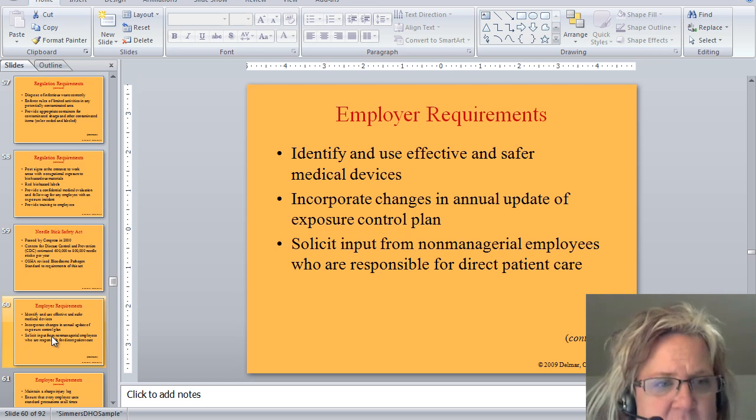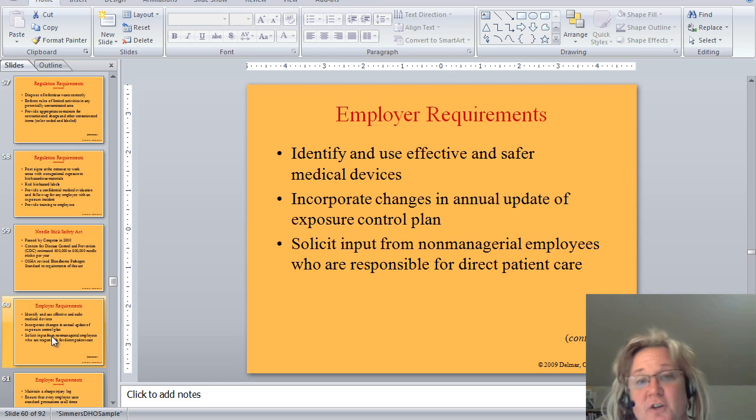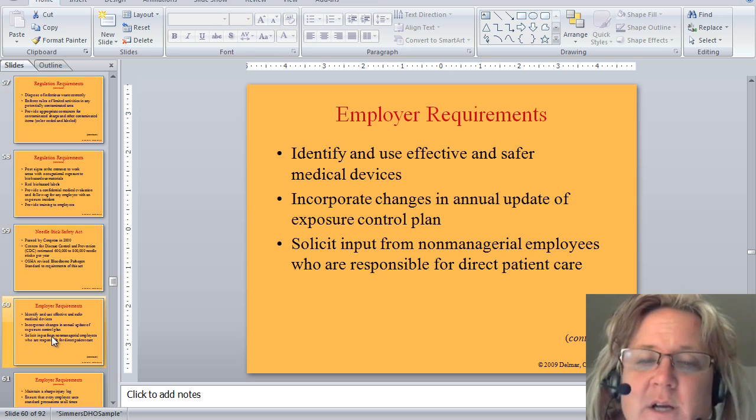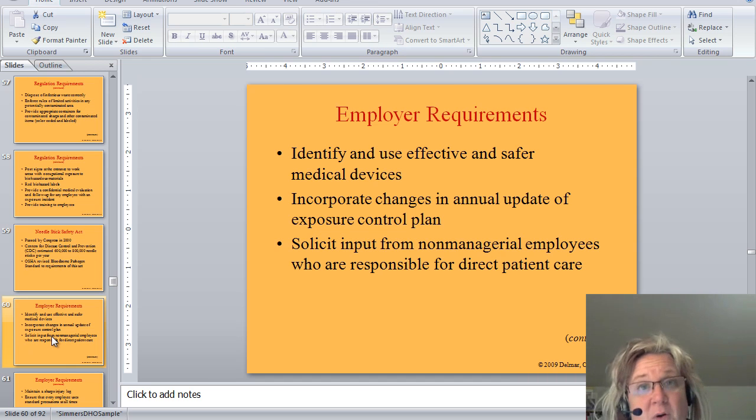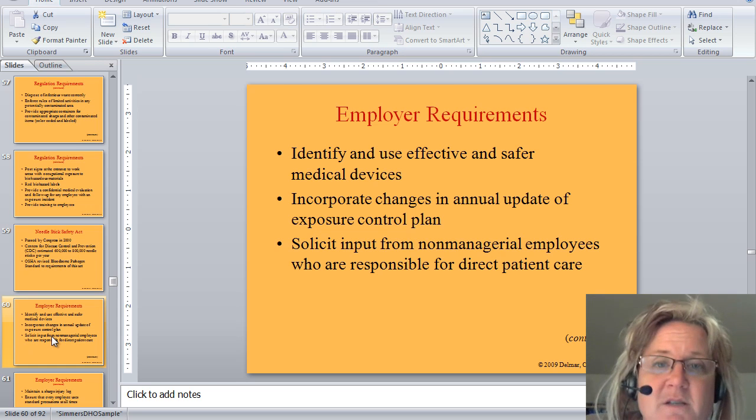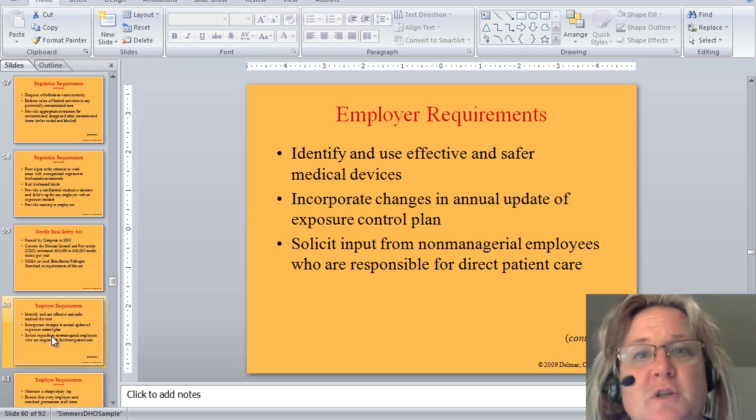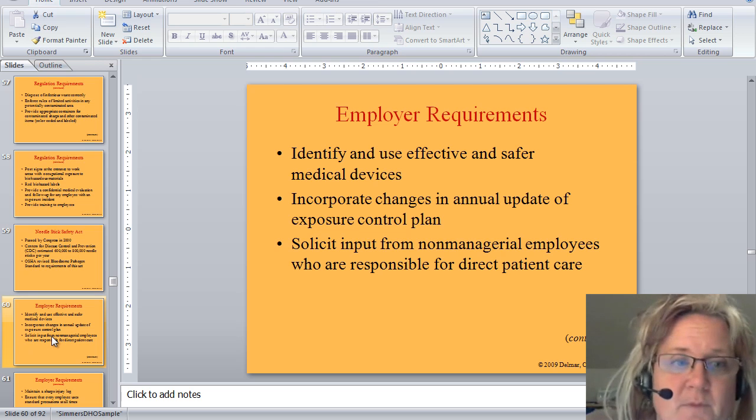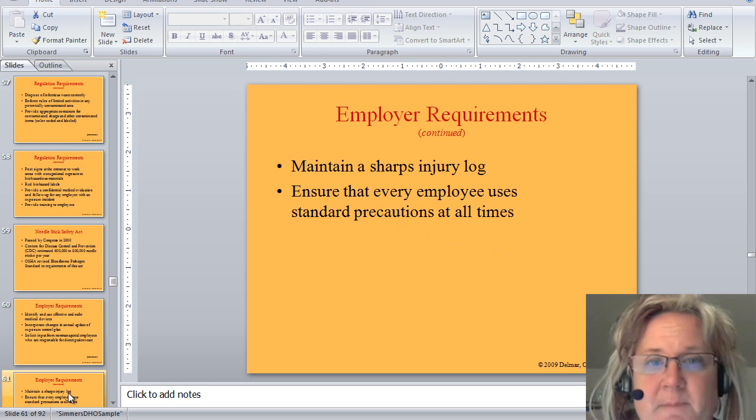With this Needle Safety Act, you're supposed to incorporate changes in an annual update of the exposure control plan. So you're supposed to update it annually. Okay? And then they're supposed to solicit input from people like you and me who do direct patient care. They don't want it from just managers making the decision. They want input from the people who are actually using these needles, which makes sense. Okay?